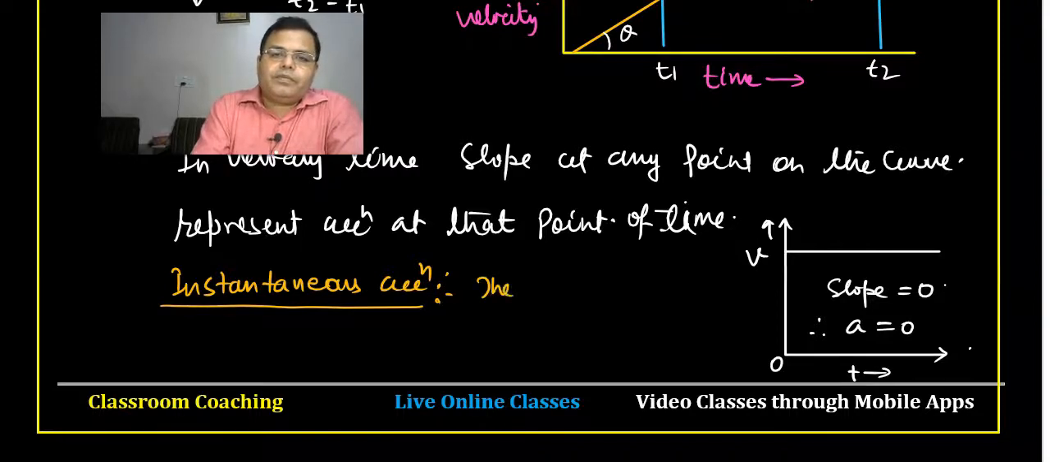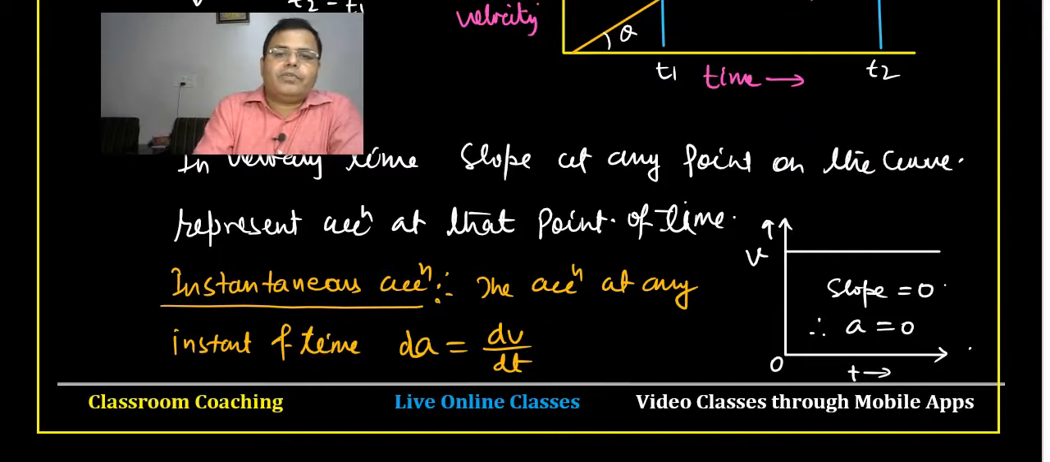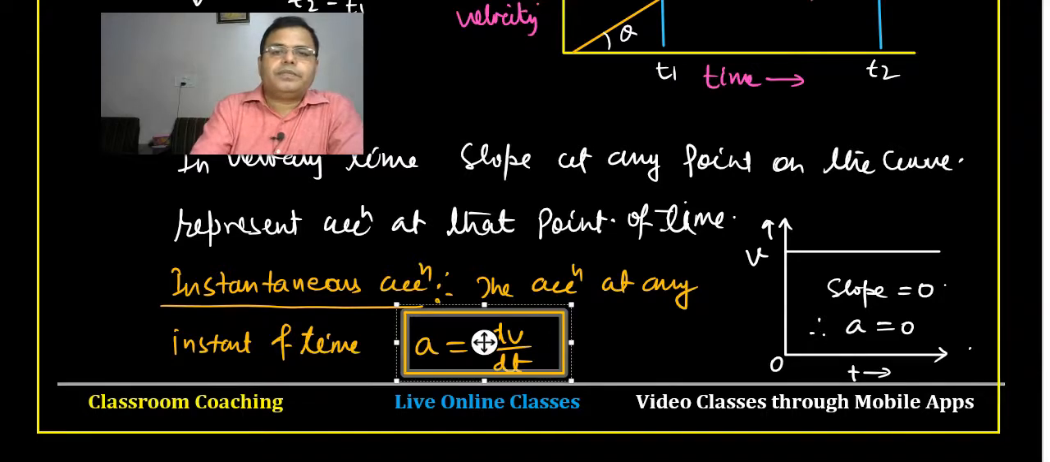The acceleration at any instant of time is called instantaneous acceleration, and this is defined as a is equal to dv by dt, similar to what we learned for velocity. Here the rate of change of velocity is the expression, so that is why we write it like this. So instantaneous acceleration is nothing else but the rate of change of instantaneous velocity. I hope you got this right.